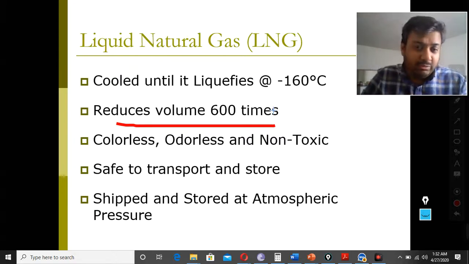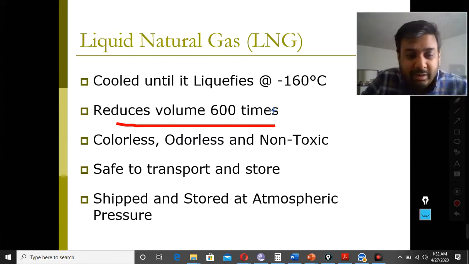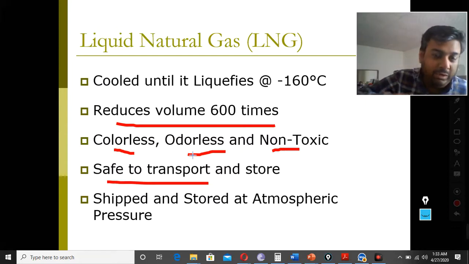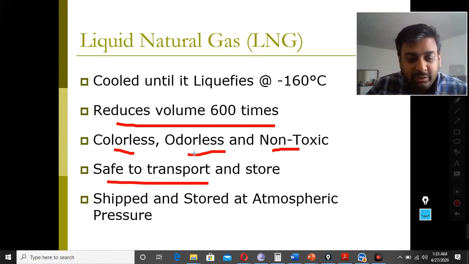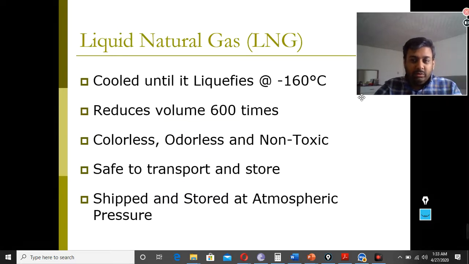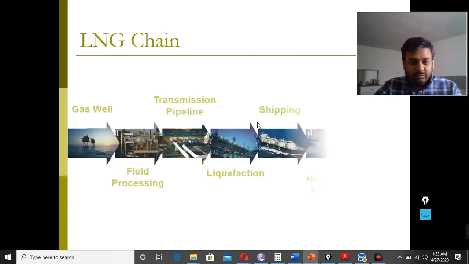When it is compressed, you can easily transport it using any tankers, but we have to maintain the temperature of minus 160 degrees. It is colorless, odorless, and quite safe. I will show you in a video that even when we put it in the air, it does not catch fire so easily. It is shipped and stored at atmospheric pressure. We just maintain normal pressure and keep it at minus 161, and we can transport it to any part of the world using those special tankers that I will show you.